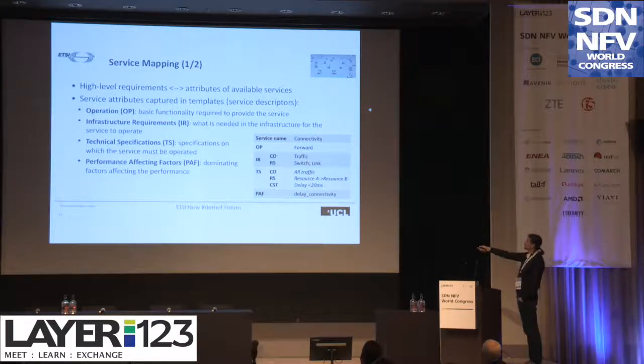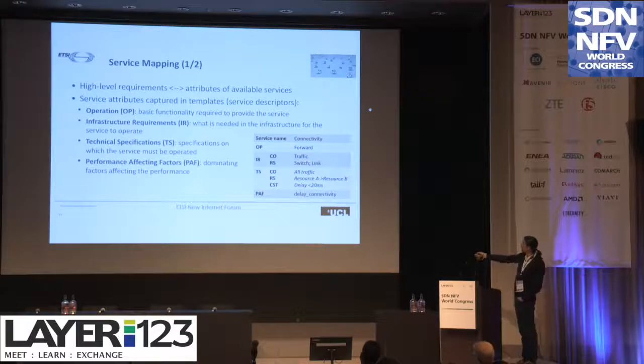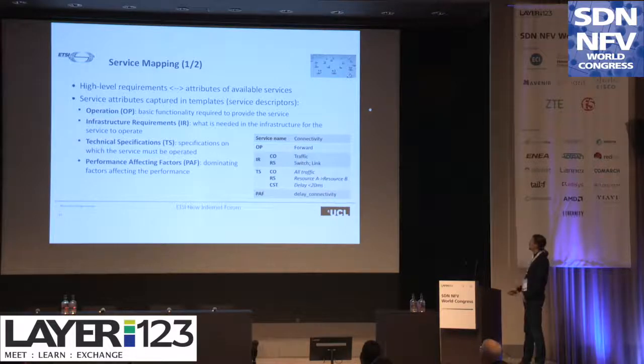First, we have the operation, which is the basic functionality to provide the service. In this case, it's forwarding. Then we have the infrastructure requirements, which are decomposed into commodities and resources. And then we have technical specifications, which are the specifications on which a service must be operated. Again, they're broken down into commodities, resources, and constraints. And last, we have the performance affecting factors, which are the dominating factors which affect the performance of this service.